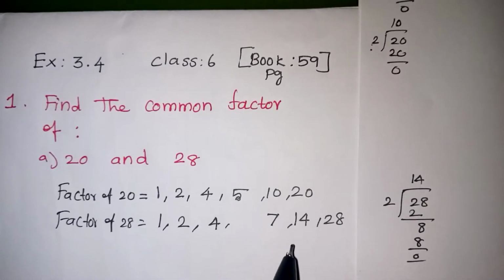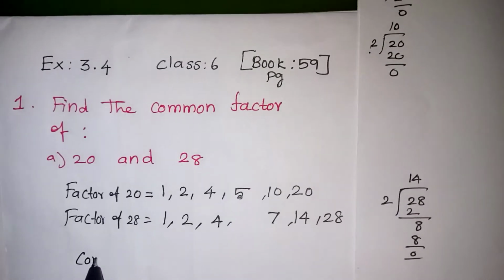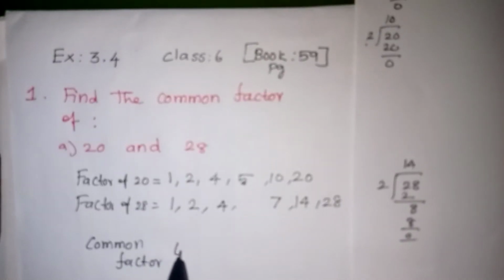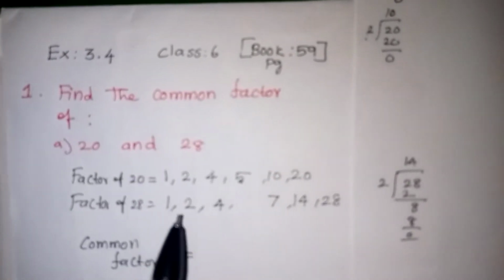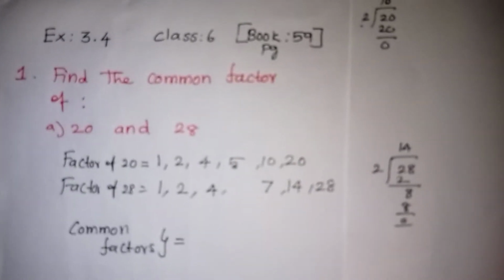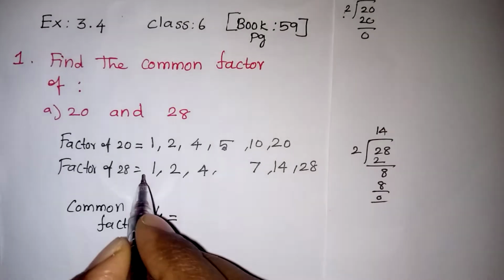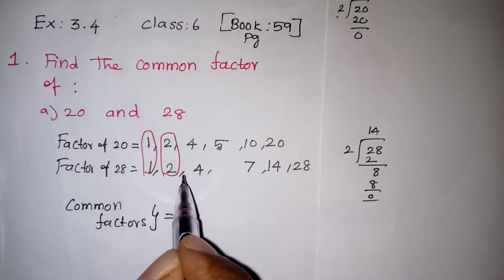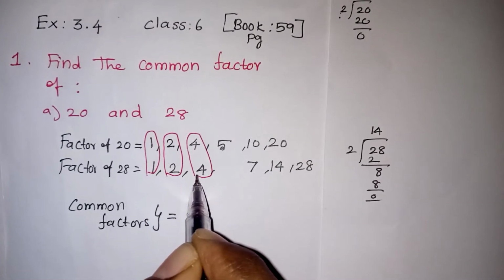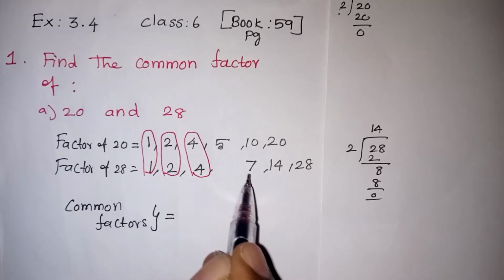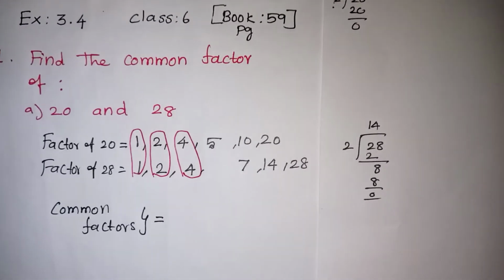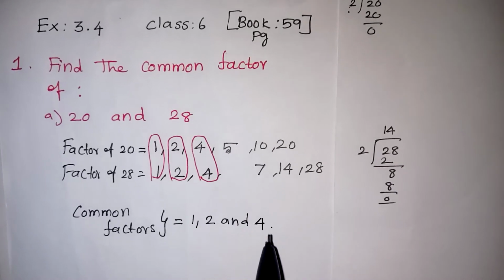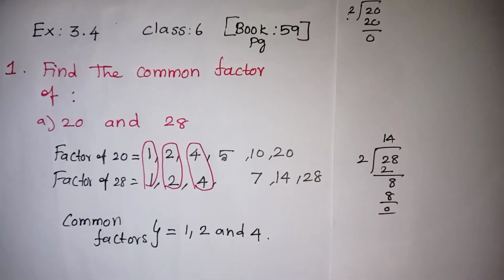After writing the factors in this way, we need to write the common factors. Which numbers are common in these two, we have to write. So definitely 1 is a common factor for both. 2 is also a common factor, it is repeated again. 4 is also a common factor. We check whether any other numbers are repeated, and no other numbers are repeated. So my common factors are 1, 2 and 4. This is the correct answer: 1, 2 and 4 are common factors of 20 and 28.